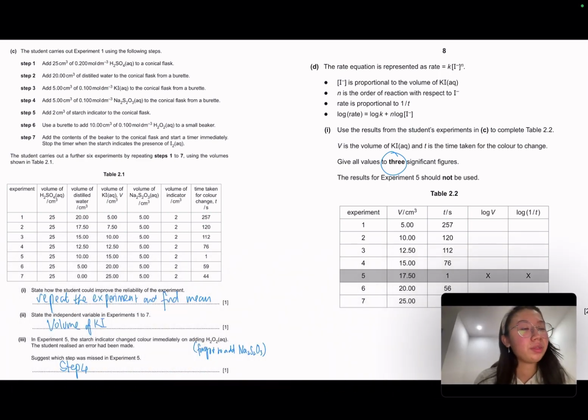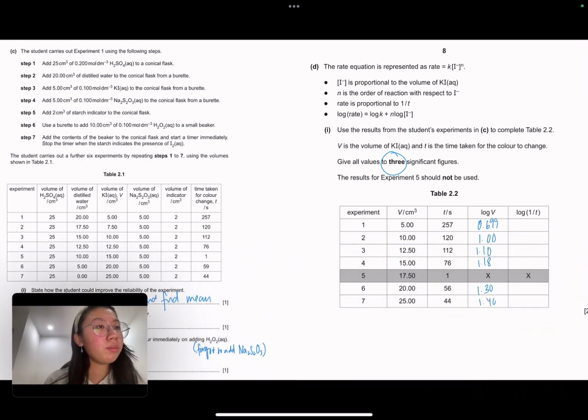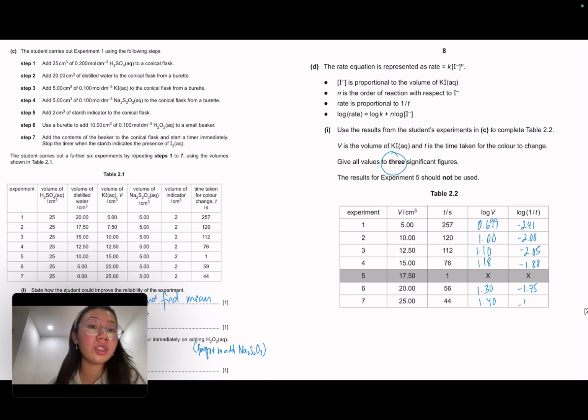Alright, so again, make sure to give your values to 3 significant figures because they're asking you to do so, and make sure to round it correctly. If it's 5 and above, you round it up. If it's below 5, then you round it down.